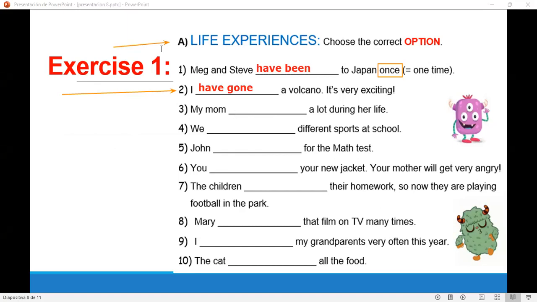Okay, this one is interesting, okay? Look at this. My mom a lot during her life. So which one do you think? Which verb? Has. Has been? No, ¿verdad? No, has been means ha estado.